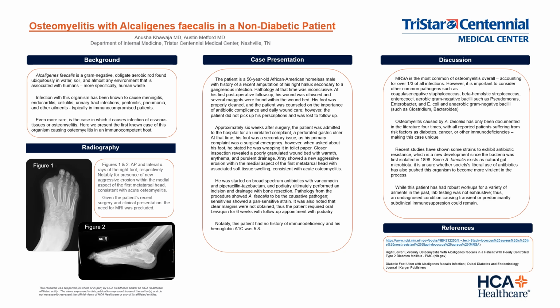This is a case presentation of osteomyelitis with Alcaligenes faecalis in a non-diabetic patient. This case is significant because we are presenting the first known case of this organism causing osteomyelitis in an immunocompetent host. Osteomyelitis with Alcaligenes faecalis has only been reported in the literature 4 other times.